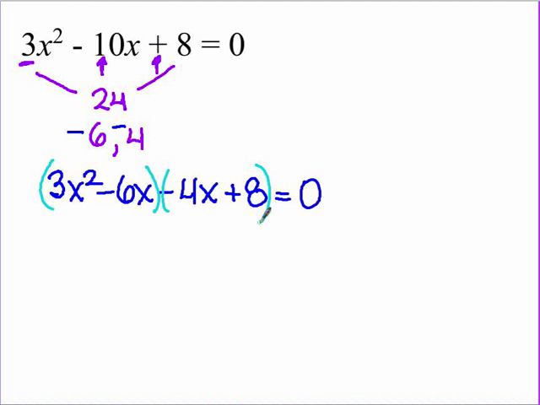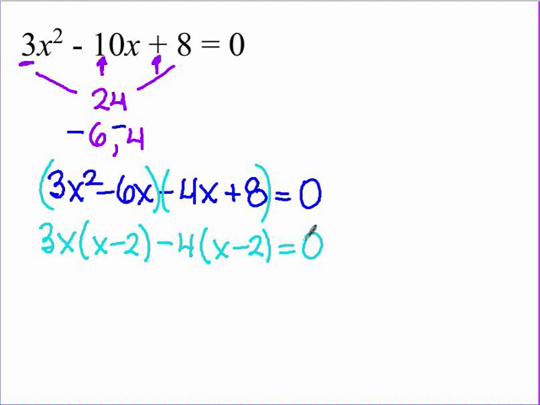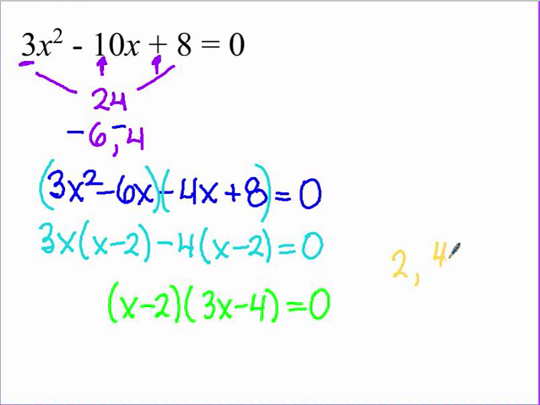Okay, what can you take out from the first bunch? 3x, and so then I get x minus 2. From the second bunch, remember we need to get an x minus 2, so I'm going to take out a negative 4. Okay, and so my 2 factors should be x minus 2, and my other one should be 3x minus 4. So my 2 solutions, which I saw a lot of you have, 2 and 4/3 should be your other answer.